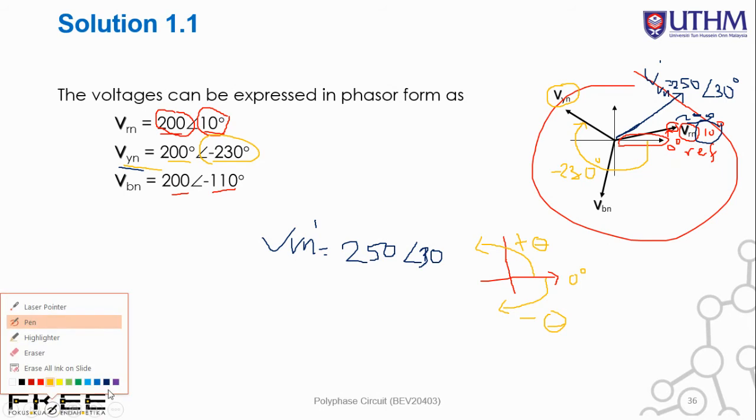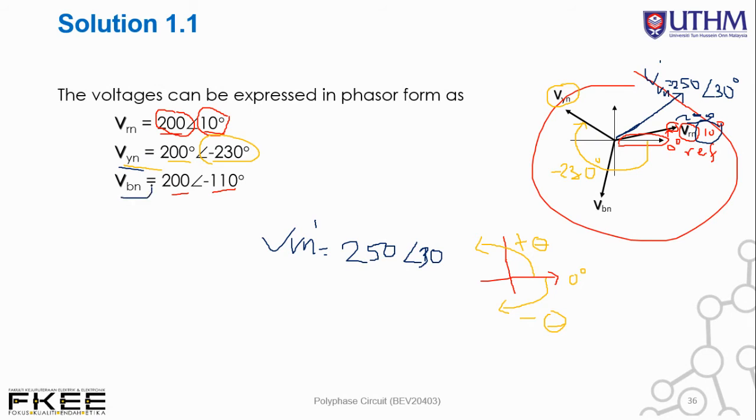And then the third one is VBN. Again, you still have the 200 volts for your magnitude, but this time we have minus 110.